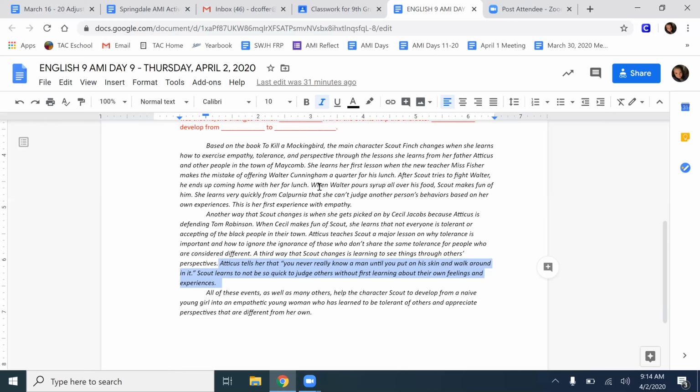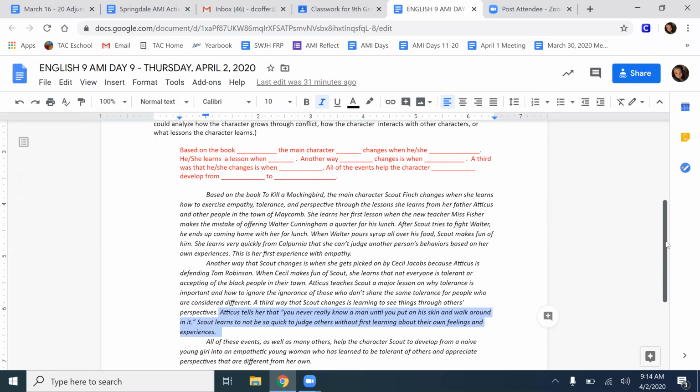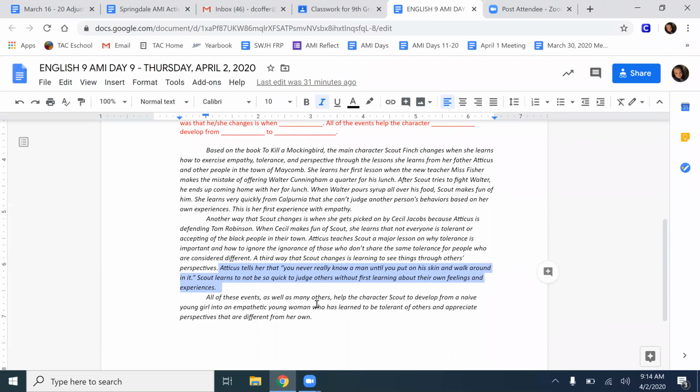So be sure that you are practicing using good, strong textual evidence and supporting details to respond to these writing prompts. And as always, finish out with a good conclusion. All of these events, as well as many others, help the character Scout to develop from a naive young girl into an empathetic young woman who has learned to be tolerant of others and appreciate the perspectives that are different from her own. I hope that the examples help you to write your own amazing paragraphs, and I look forward to reading about the books that you are reading and enjoying.